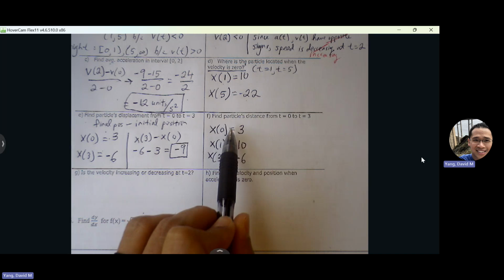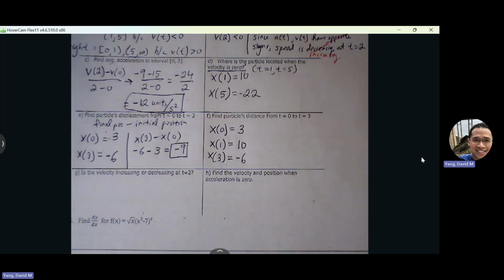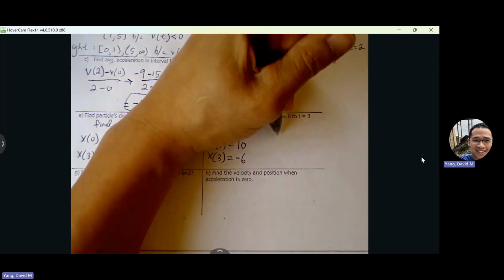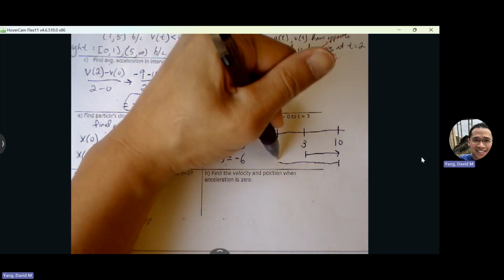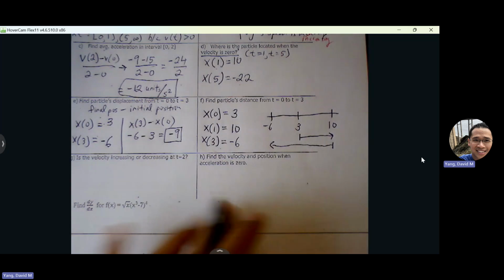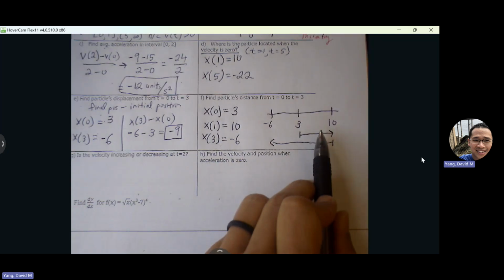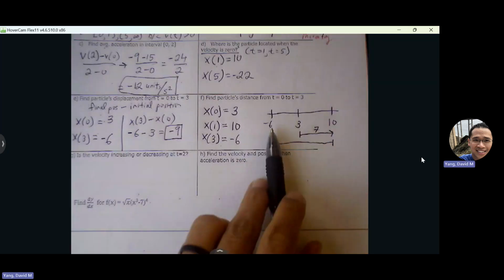So think in terms of walking between these locations on the number line and counting your steps as you go. You're starting at 3 on the number line, walking to 10, and then walking back to -6. From 3 to 10, how many steps? 7. From 10 to -6, how many steps? 16. So how many steps have you taken? 23. That is your total distance.